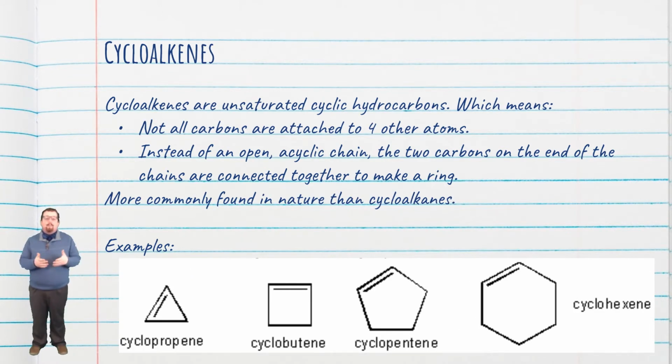Cycloalkenes are very similar to cycloalkanes, but they are not saturated. That means that not all carbons have 4 other atoms attached to them. In other words, there's at least one double bond. These are named in a very similar fashion to cycloalkanes.